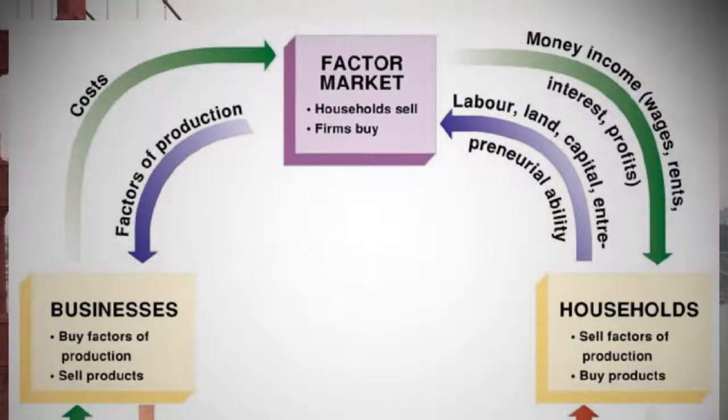The illustration shows the circular flow of decision-making and economic activity involving businesses and households, and how in the factor market, households sell their resources and businesses purchase them. In the illustration, resources flow from households to businesses and money flows from businesses to households.